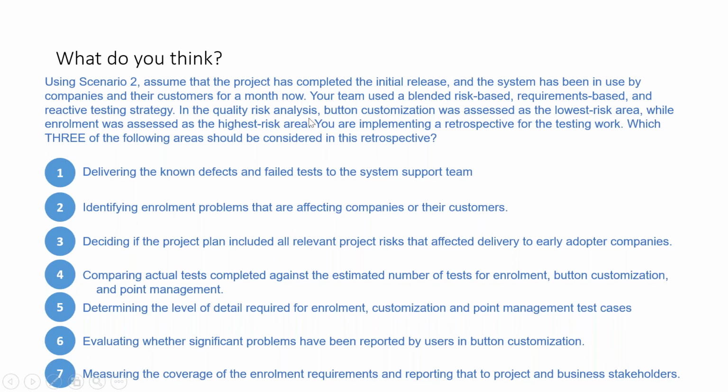In the quality risk analysis, while identifying test conditions and developing test cases, your risk analysis team found that button customization was assessed as the lowest risk area, let us call it 1, while the enrollment functionality was assessed as the highest risk area. So button customization 1 and enrollment functionality 5. Okay, these are the functionalities.